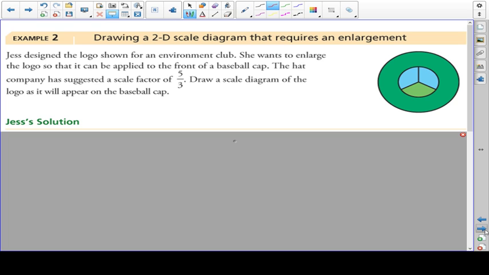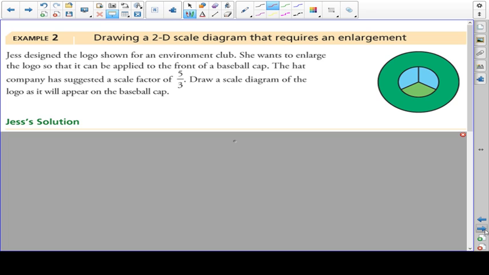Here's another example. Jess designed the logo shown for an environmental club. She wants to enlarge the logo to make it bigger so it can be put on the front of a ball cap. The hat company has suggested a scale factor of 5/3. Draw a scale diagram of the logo as it'll appear on the ball cap. So how would we do this if we were drawing this like you guys? How would you do this?